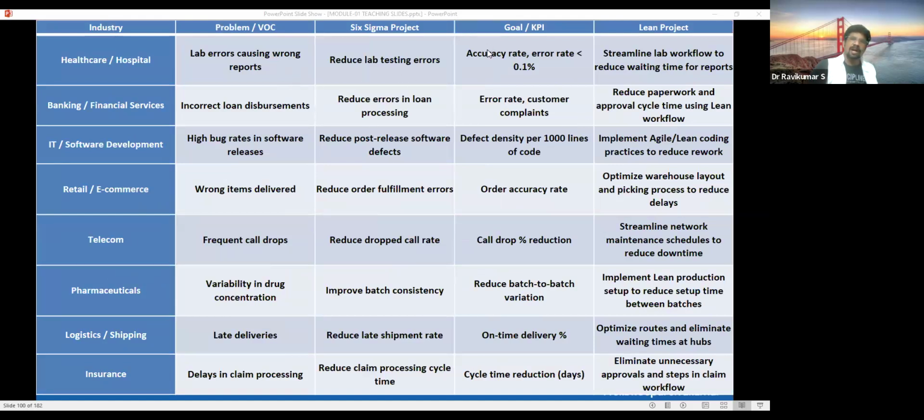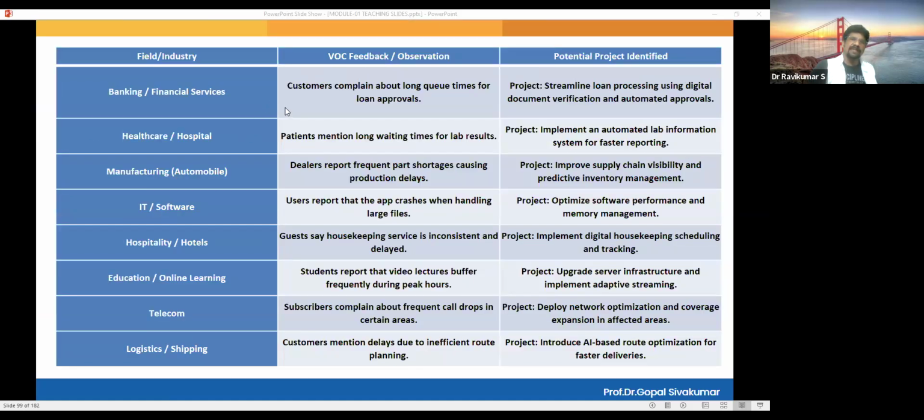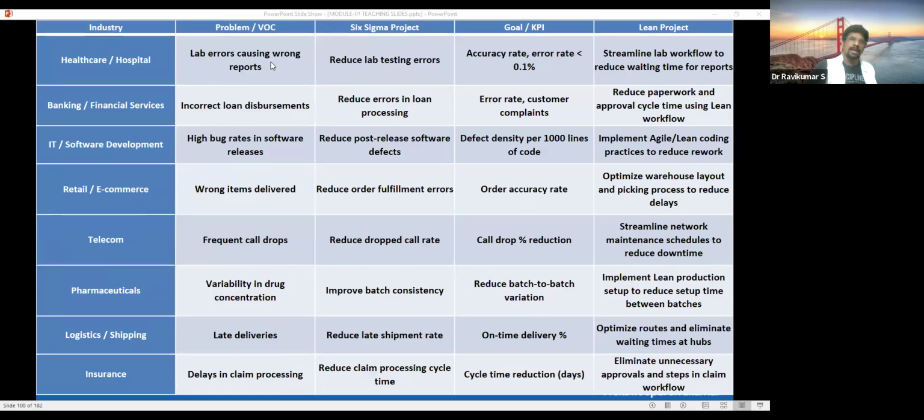Now, how to convert that into a Six Sigma project. The first one is customer complaints about lab errors. For example, let us take the hospital. The lab errors are causing wrong reports about the patients. So reducing lab testing errors is a Six Sigma project. You must have a goal, a performance indicator, which is the error rate, which has to be kept below 0.6 or 0.1.